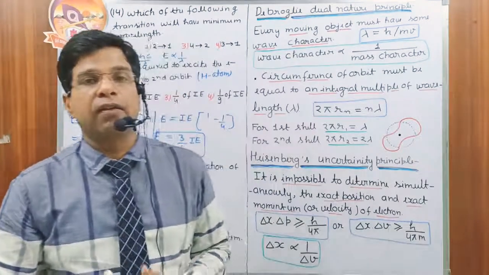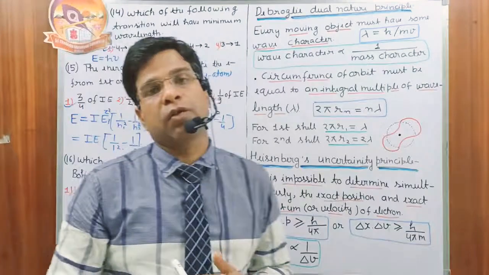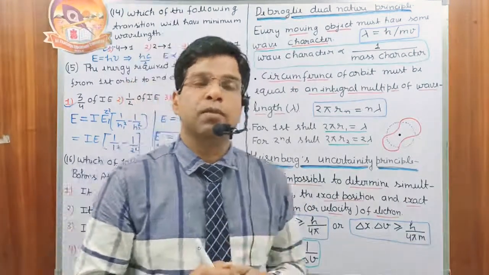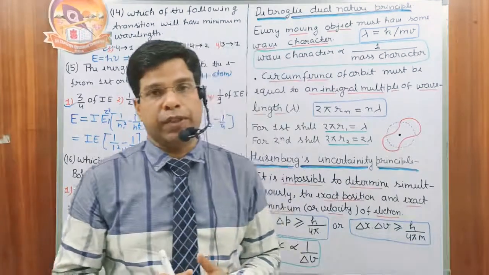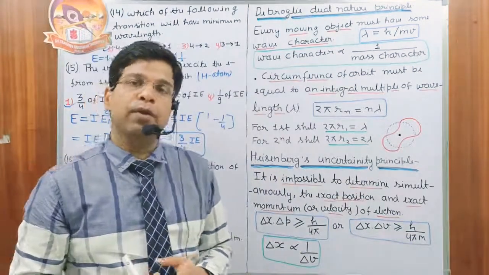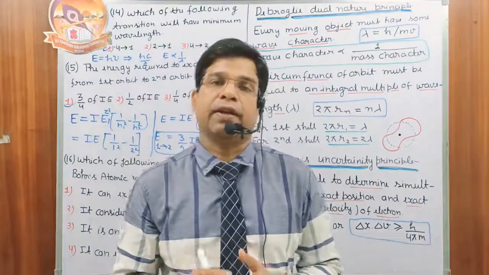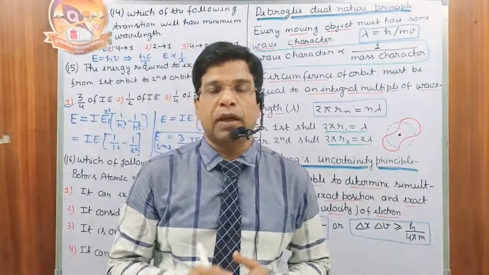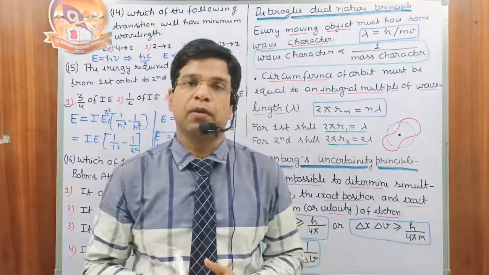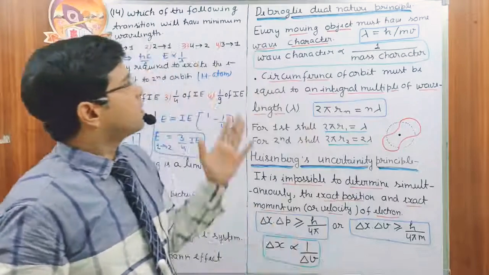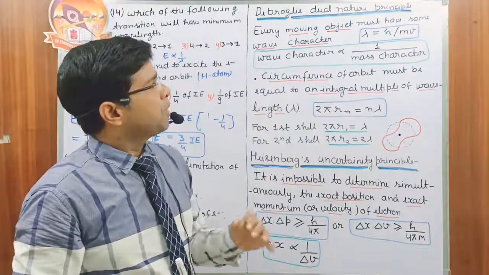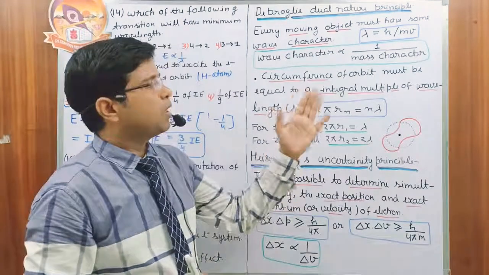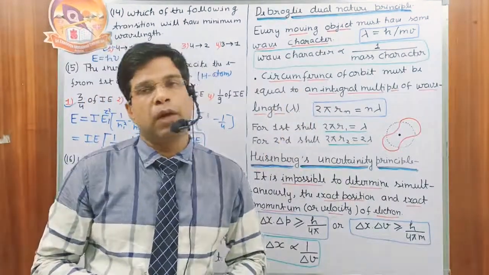Then after that we have the de Broglie equation, de Broglie dual nature principle. This dual nature principle says that every moving object has some wave character associated with it. Means it has some wavelength, and that is called the duality principle, dual nature principle. According to this, every moving object must have some wave character. Equation for this one is lambda is equal to h upon mv.